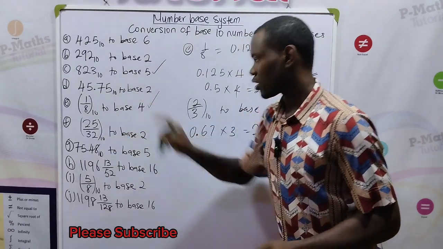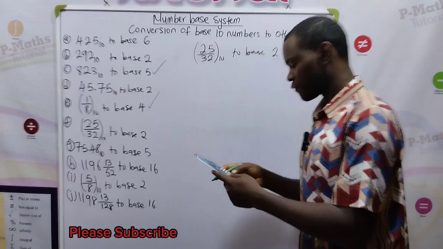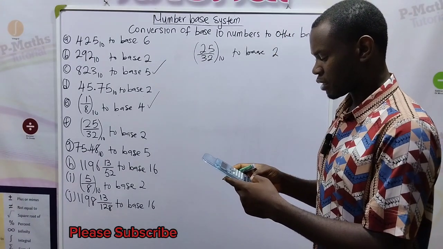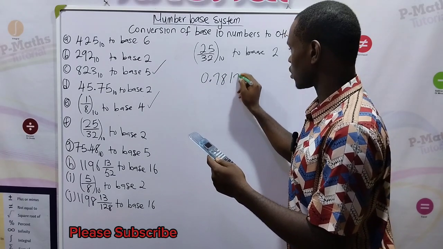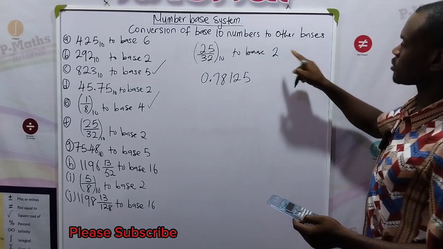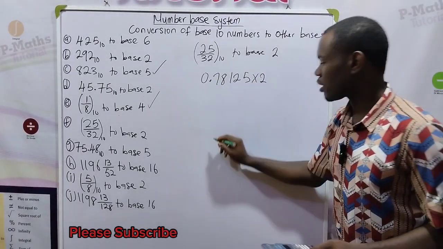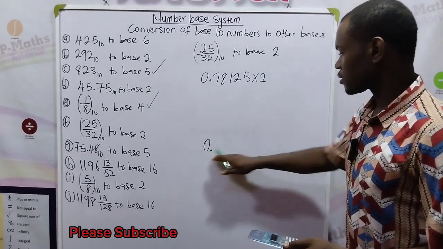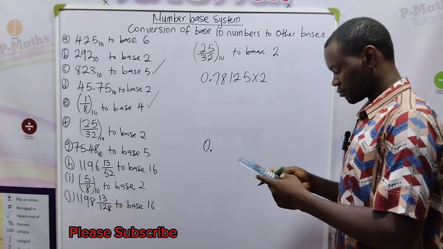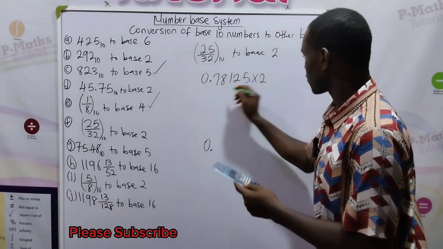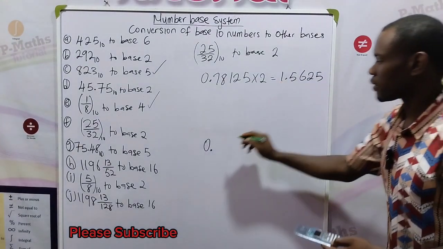Now let's solve this number, and see. All right, so we are converting this guy to base 2. So the first thing I'll do is to press 25 divided by 32. That is giving me 0.78125. Now, because we are converting to base 2, I am going to multiply this guy by 2. Now, we have a 0 here. So our answer must start from what? 0 point. So let's write our answer here. Now, multiply this guy by 2. That is giving me 1.5625. Now, take the whole number and write it down.